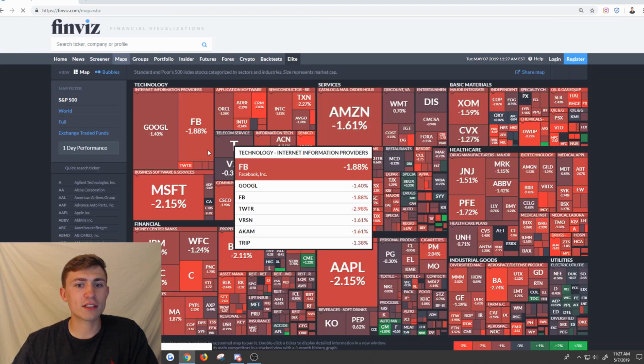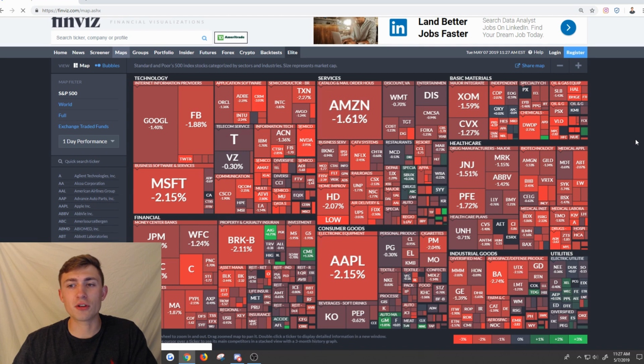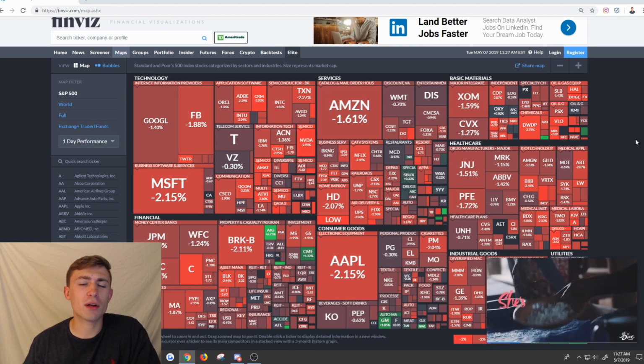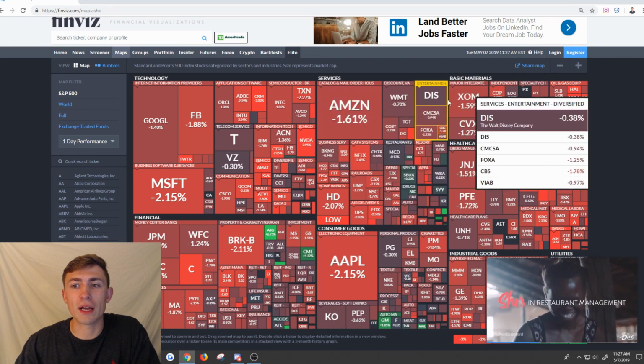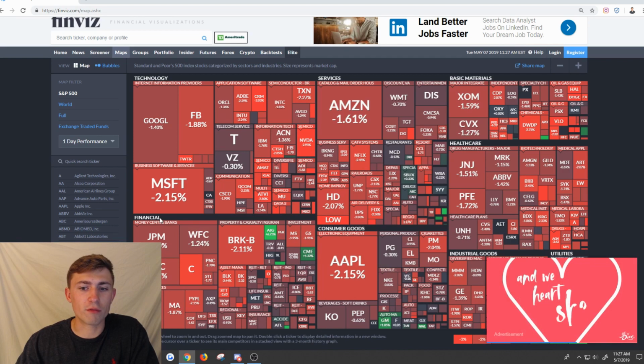Again, we can also take a look at the map section, which breaks down the overall S&P. All the major news is going to be included on finviz.com, but also all the major movements will be showing up here. You can see them separated by categories and all sorts of other useful information.